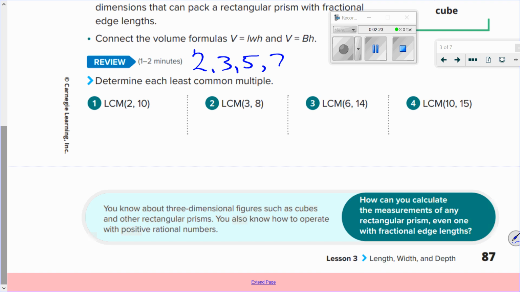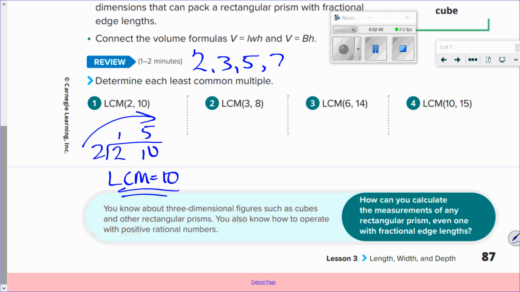So, once I have that, 2 and 10, can I divide those both by 2? Yes. Then I do. Anytime I get to a 1 on the top line, I know I can't go any lower than that, so I'm done. LCM means all of them, so I'm multiplying all of them. 2 times 1 is 2 times 5 is 10. My LCM is 10.